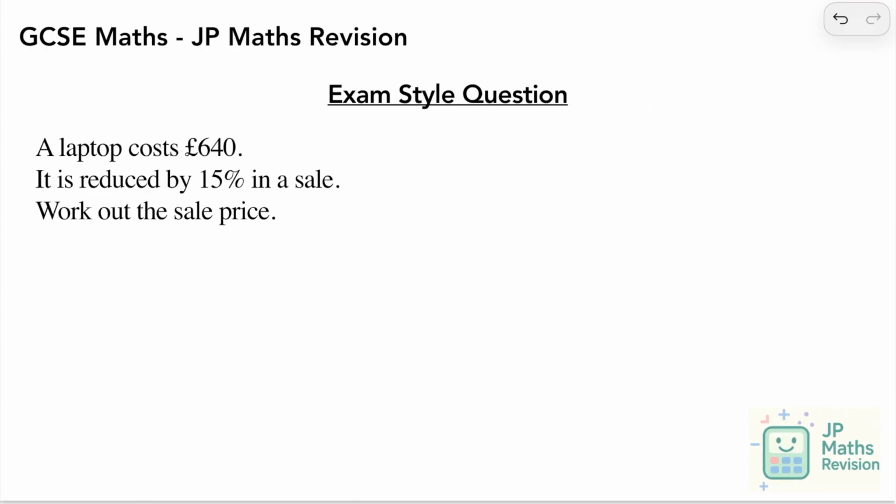Here's an exam style question. So a laptop costs £640. It's reduced by 15% in a sale. We need to work out the sale price. So if the original amount is 100%, it's reduced by 15%. So we are left with 85%.